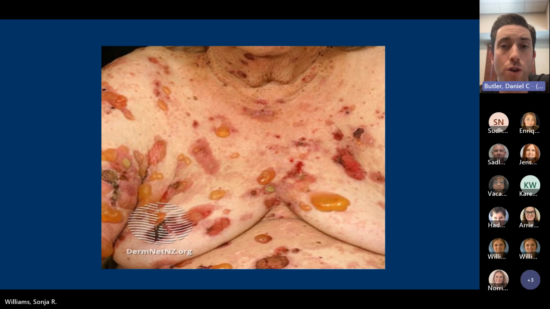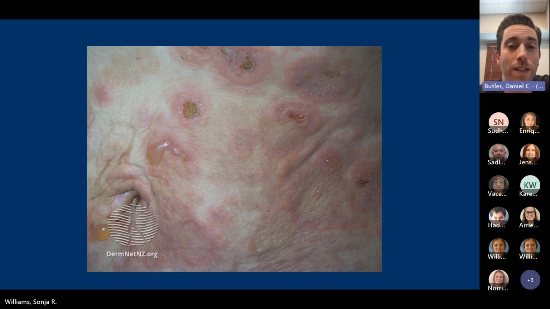Now, why I want to show you this is because while this is the sexy picture that everyone has seen in their training, this is actually the least common presentation of bullous pemphigoid. The most common presentation is much more subtle than this and is actually described as pre-bullous bullous pemphigoid or non-bullous bullous pemphigoid or urticarial phase bullous pemphigoid. So if you go to the next slide, we'll start to see the more mild versions of this.